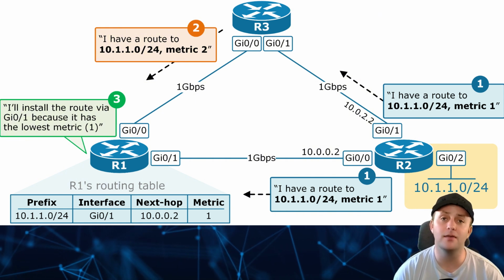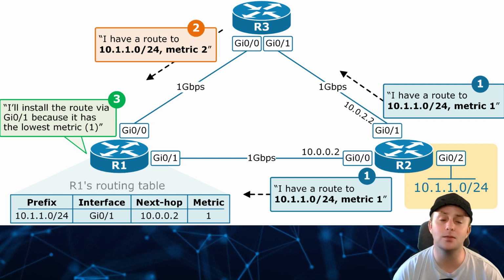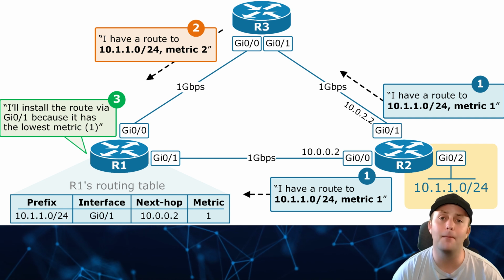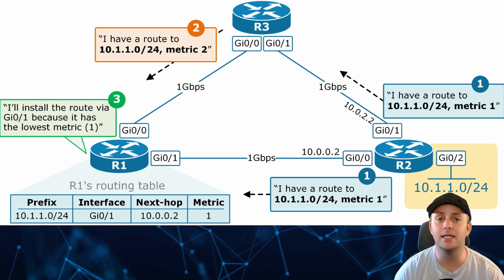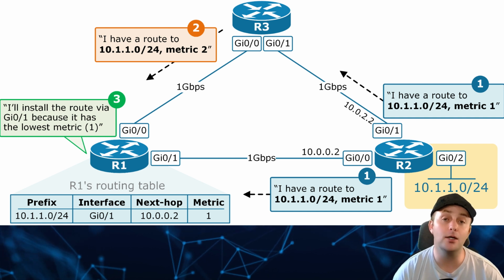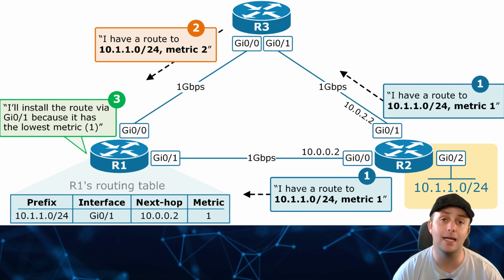Routers running OSPF share information about link states with other routers in the network, allowing them to build a complete map of the network. This makes OSPF faster at adapting to network changes and better suited for large, complex networks.